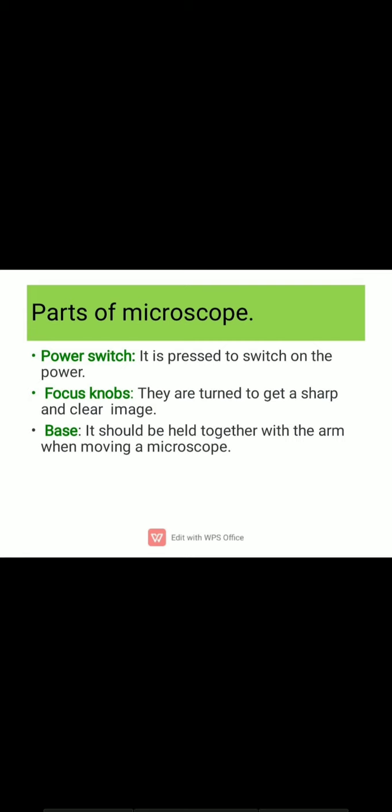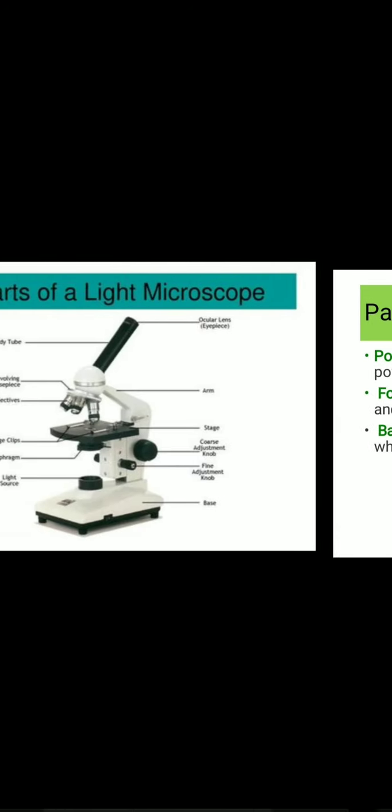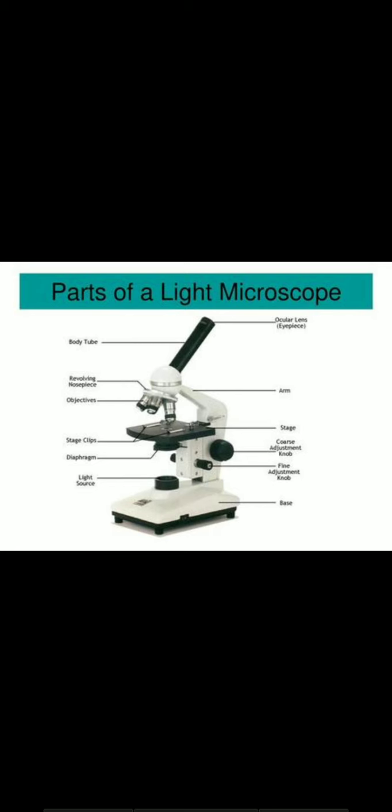Base should be held together with the arm when moving a microscope, means it will provide support to the microscope. It will be held together with the arm to move it from one place to another. Next, you can see different parts of a microscope shown in this picture. The first one is the eyepiece, arm, and then the third one is the stage. You can see over here stage clips are there to give it support. The coarse adjustment knob and fine adjustment knobs are there to give a clear and sharp image of the object placed on its stage.